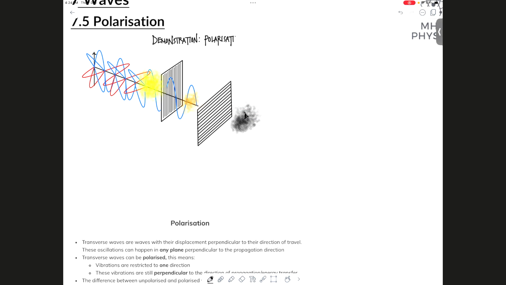So if you want to show polarization has taken place, this is the experiment that you do. Expect this in your paper 2. There's a chance it will come in Paper 2. It's a very small demonstration. Okay. So I'm going to give you a note.